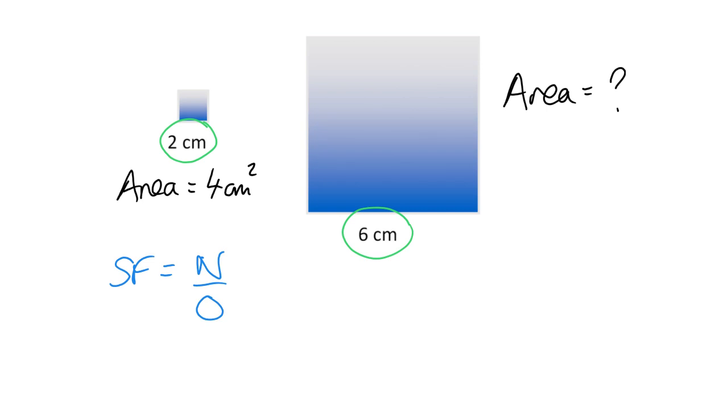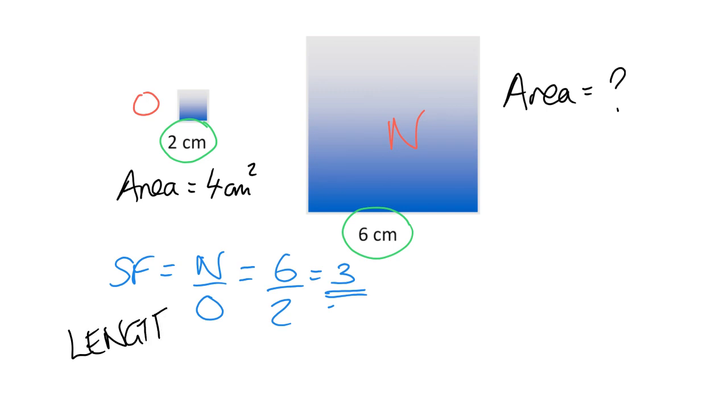I have forgotten to label them. The one with the unknown is the new, and the one with the given sides is the old. So if we have scale factor equals new over old, it's 6 over 2. So in this case, the scale factor is 3. That's the length scale factor, and that's an important thing to say. That is the length scale factor. Okay, sorry. Now, what we're going to look for now is we're going to look for the area scale factor.